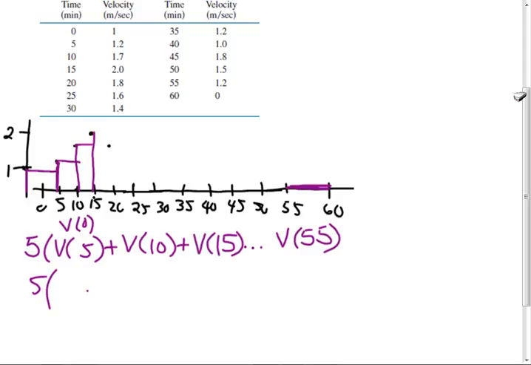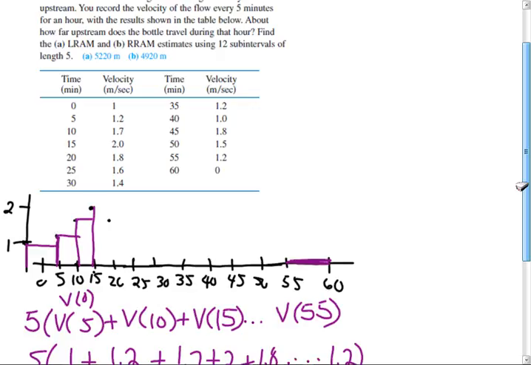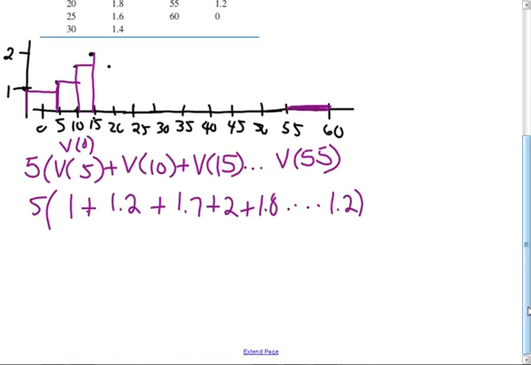V of 0 was 1 plus V of 5 is 1.2 plus 1.7 plus 2 plus 1.8. And the last one is 1.2. And the answer is right there. So I would use a calculator. 5220. But I don't have to add it up. That's good enough. Now, I wouldn't use the dots. They won't ask you to do so many intervals, by the way.